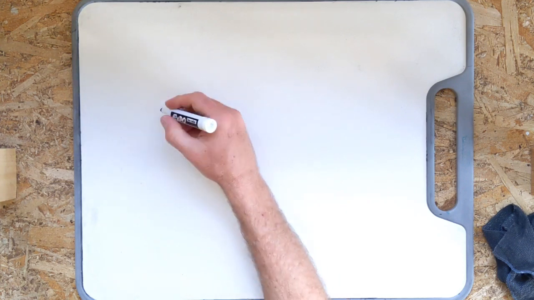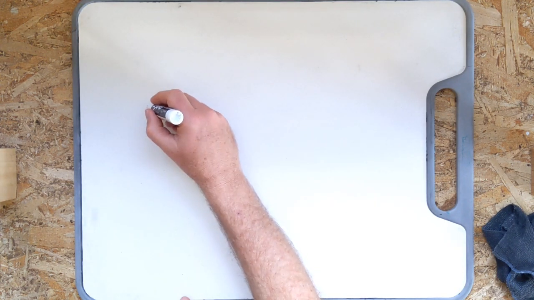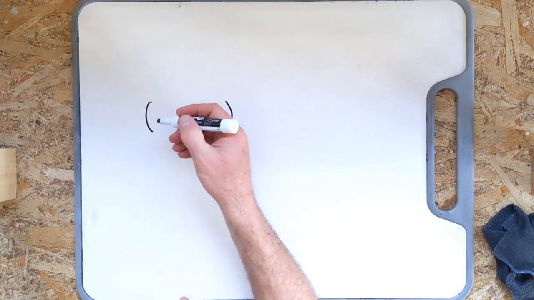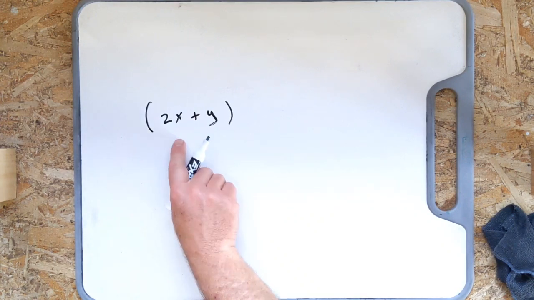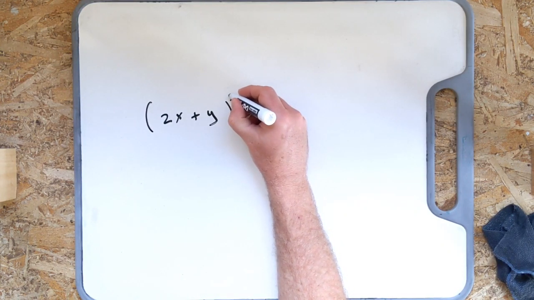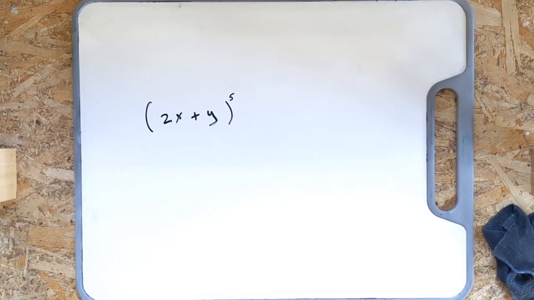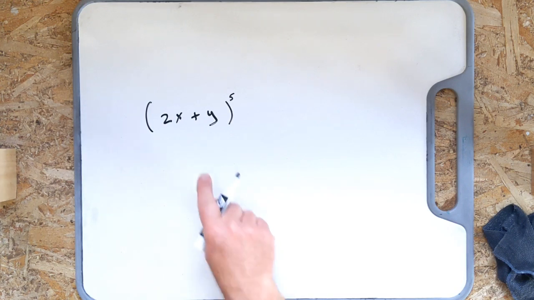So binomial expansion is expanding binomials. Binomials are two-termed elements, like for example 2x plus y. So that's a binomial. And then I'm going to take it to a power, I don't know, say the fifth power. This will give me a series of things added together. In this case, you'll see in a moment, 6 terms.